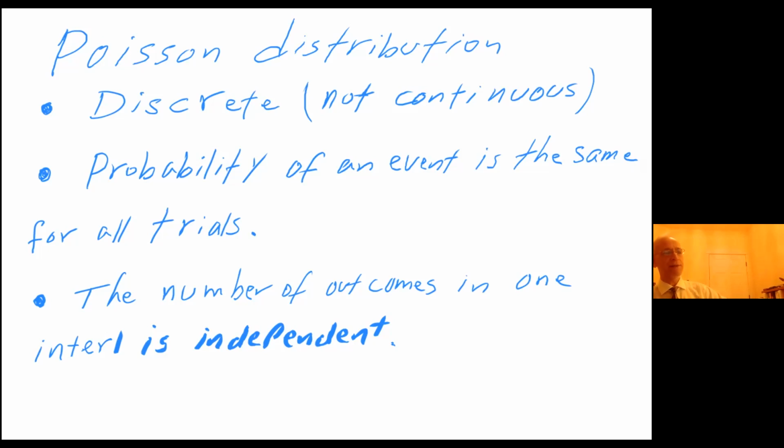The other thing about Poisson is the number of outcomes in one interval is independent from the other intervals. I think it's best to have one example to clear this up. Let me go to the next page. And here's the example that hopefully clears things up for you.